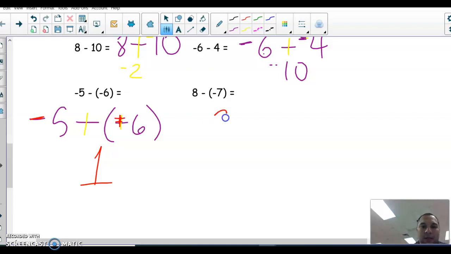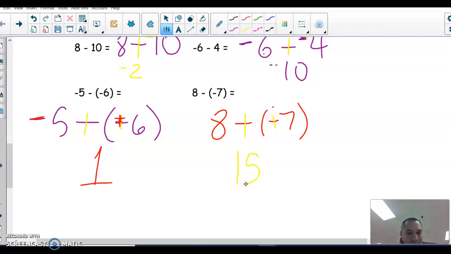Alrighty, and this last one, 8 take away negative 7. Again, we don't have to subtract. If you're comfortable subtracting, go right ahead. If not, plus, change the operation and the sign. 8 plus 7 is 15. So that is how you add and subtract whole numbers, positive and negative.